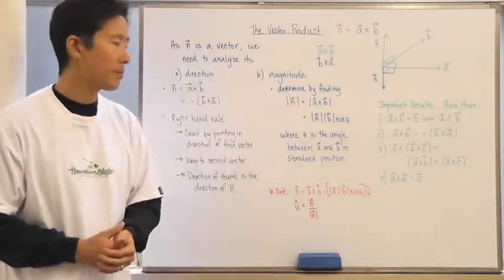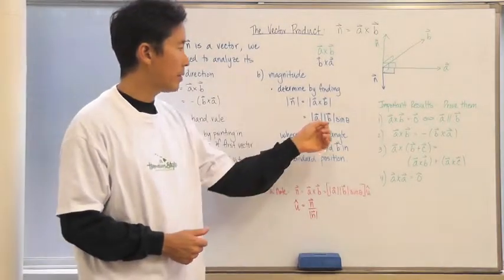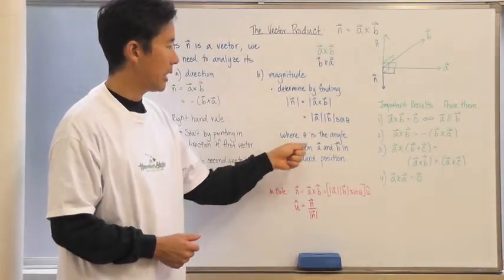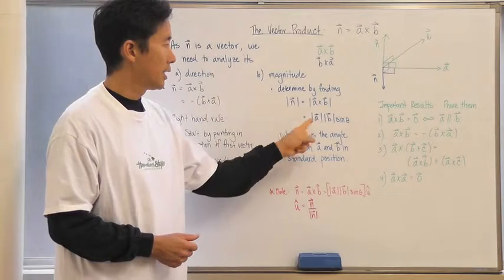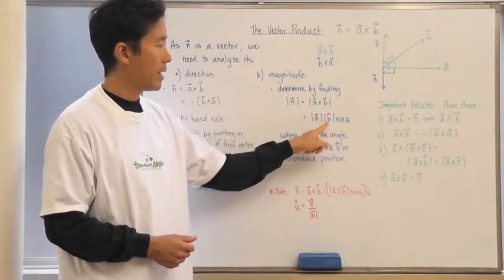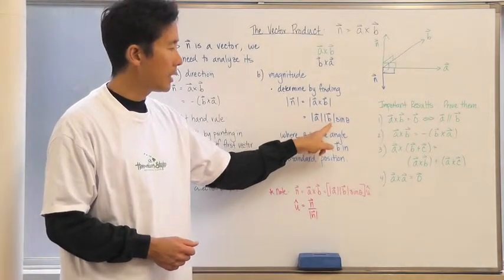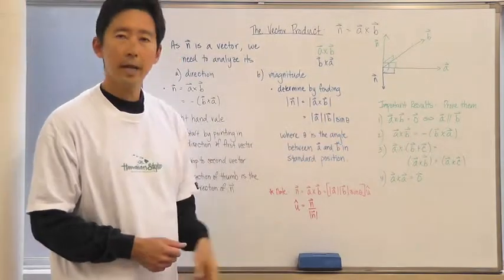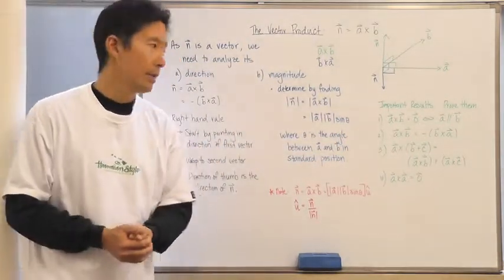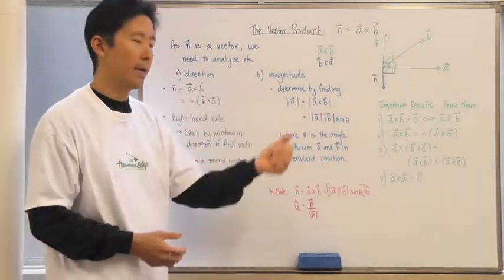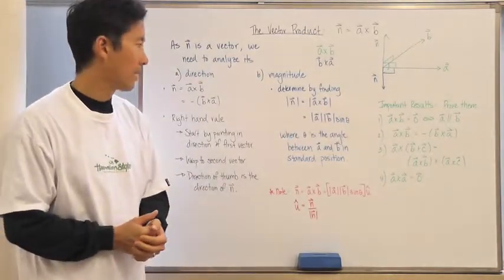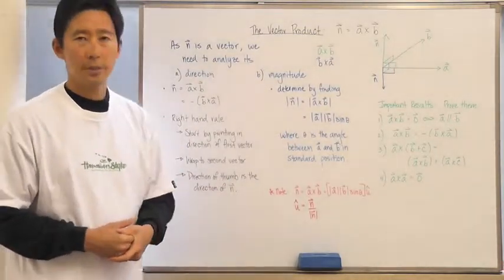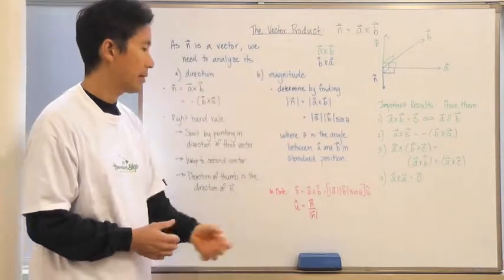Now, another way that you can do it though, and this is going to look very similar to what we dealt with in the scalar product, is that if you already know the angle between A and B in standard position, then if you take the magnitude of A, multiply it by the magnitude of B, then take the sine of that angle and multiply all of that together, then what you'll come out with is the magnitude of the normal vector.